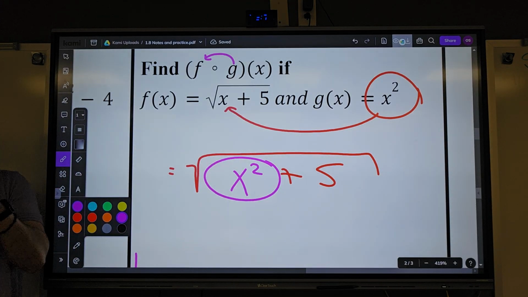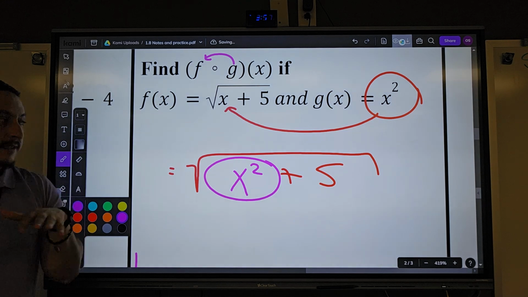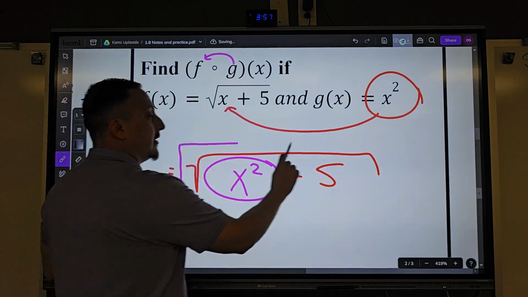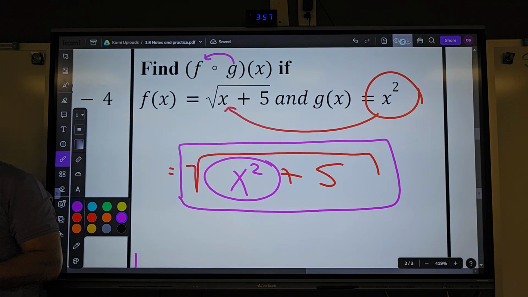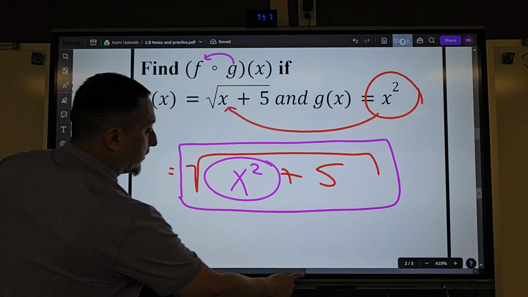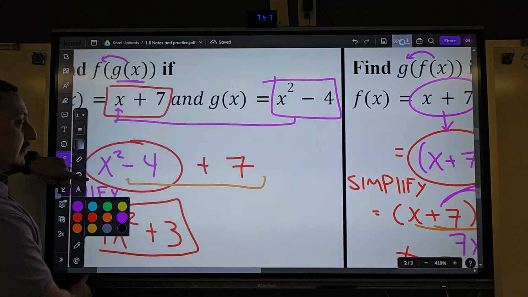Okay, so be honest, how many of you set it up right this time? A little bit over half the class. Good. Simplifying, there's nothing you can do with that one. If the x squared was by itself, we could do something, but that 5 is in the way. Very good. We went from 40 to like 70%.